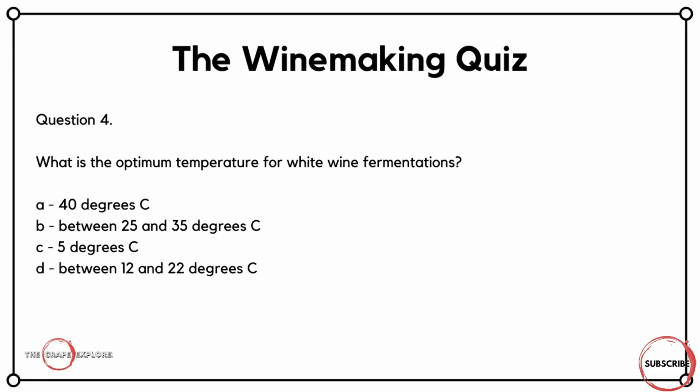Question 4 is all about white wine specifically, and the fermentation process in the creation of white wines. So what is the optimum temperature for white wine fermentations? Is it A, 40 degrees centigrade? Is it B, between 25 and 35 degrees centigrade? Is it C, 5 degrees centigrade? Or is it D, between 12 and 22 degrees centigrade?